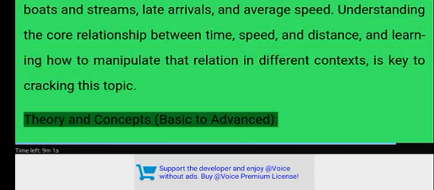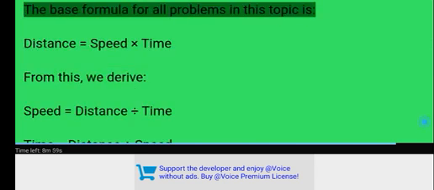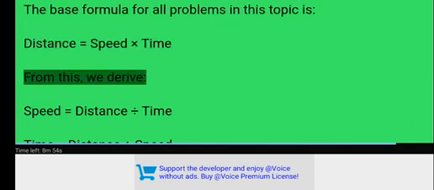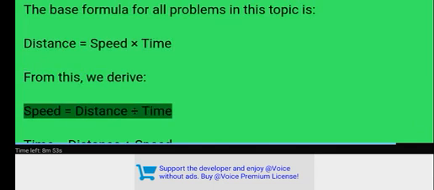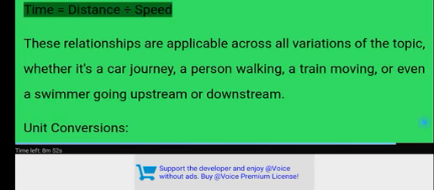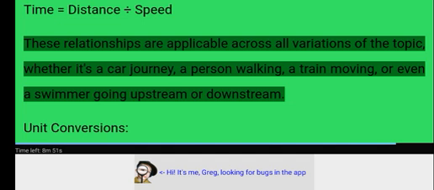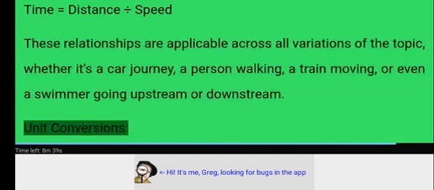Theory and concepts, basic to advanced. The base formula for all problems in this topic is distance equals speed times time. From this, we derive speed equals distance divided by time, and time equals distance divided by speed. These relationships are applicable across all variations of the topic, whether it's a car journey, a person walking, a train moving, or even a swimmer going upstream or downstream. Unit conversions. Speed is the sum of their speeds.